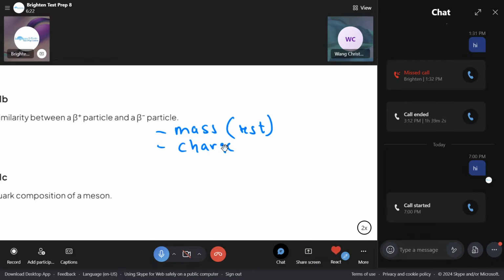Now we go already into particles. That may happen, and has nothing to do with the previous question. What is the quark composition of a meson?